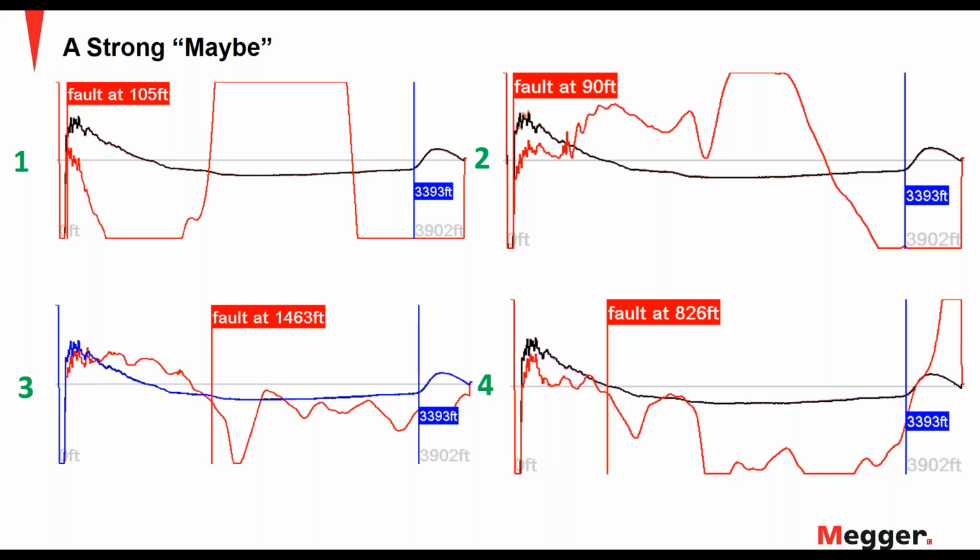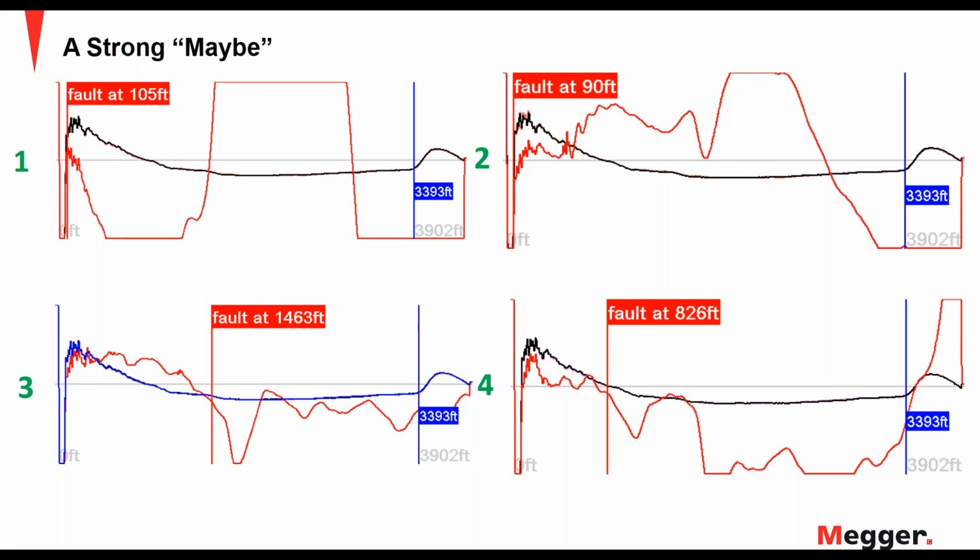And what I would do if I was actually working this fault is I would try several more shots at higher or lower voltage, maybe a little less gain, and see if this fault at 1463 repeats. If it does, then that would verify that it was real. If it didn't, and I'm just walking this cable path, I might go to that location first and listen there, because that's a strong maybe.